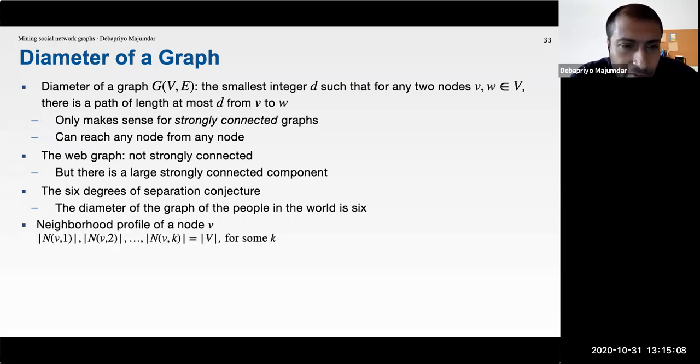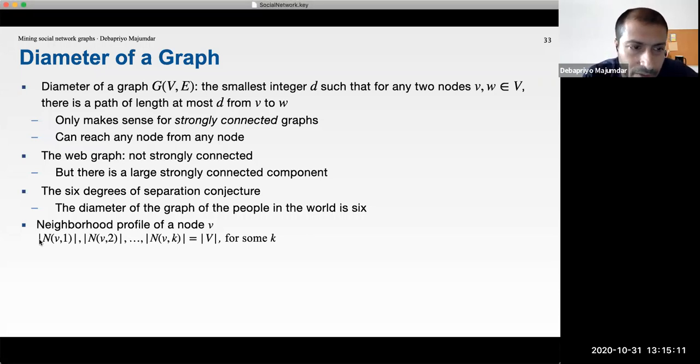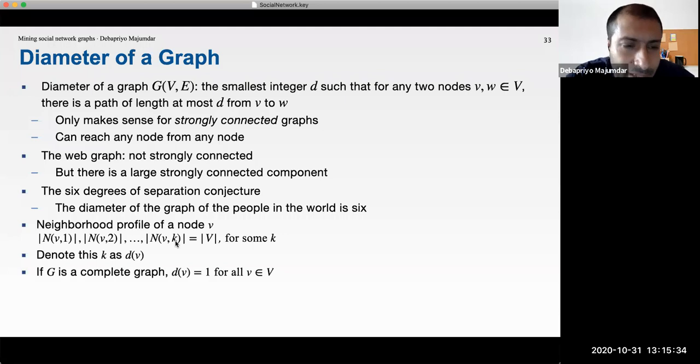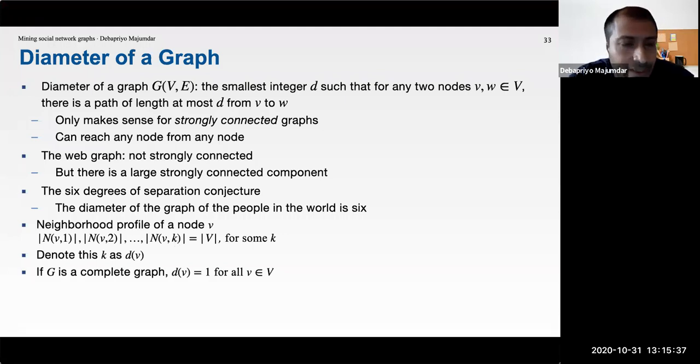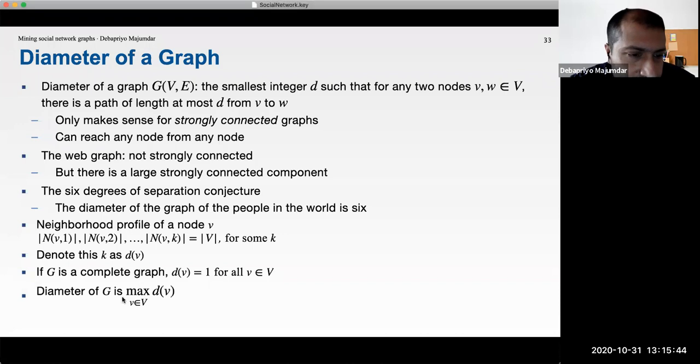And the neighborhood profile of a node v is |Nv1|, |Nv2|, and so on, which ultimately becomes the size of the graph for some K. So essentially K is the diameter with respect to the vertex v. That means from v, what is the largest distance to anybody? And for the diameter of a graph, if the graph is complete, then of course it is 1, everybody is connected to everybody. But normally, if the graph is strongly connected but not complete, then the diameter of G is the maximum diameter with respect to any particular vertex.